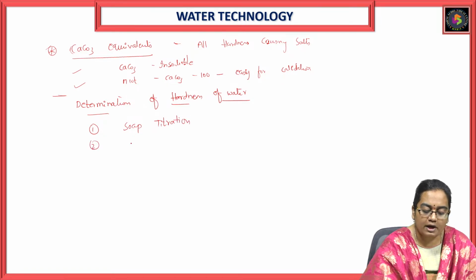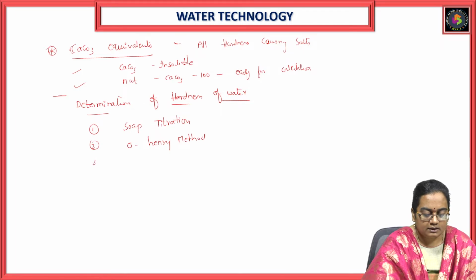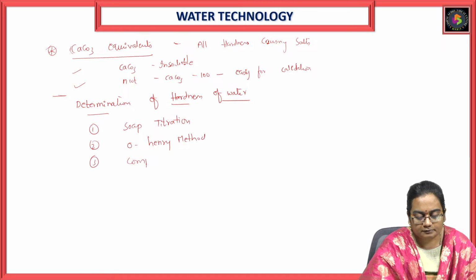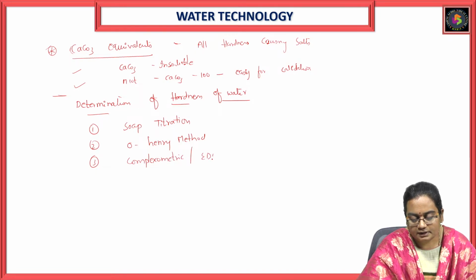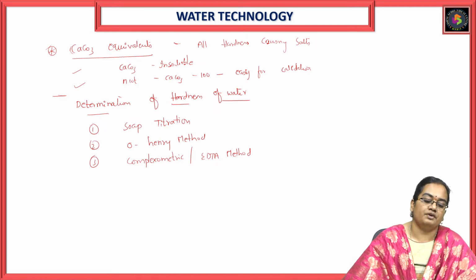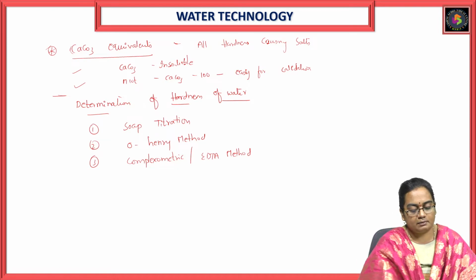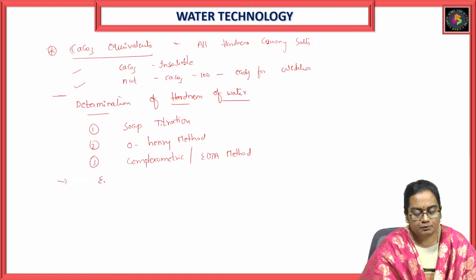Next one, Ortho-toluidine method. And the next one, complexometric method, or EDTA method. So these are the three different methods we have: titration method, O. Henry method and EDTA method. But according to our syllabus, we have the EDTA method. Now we are going to discuss this EDTA method in detail.